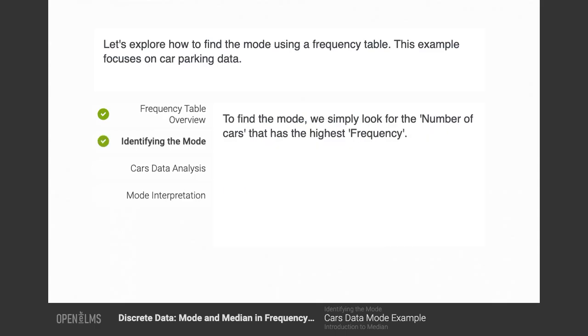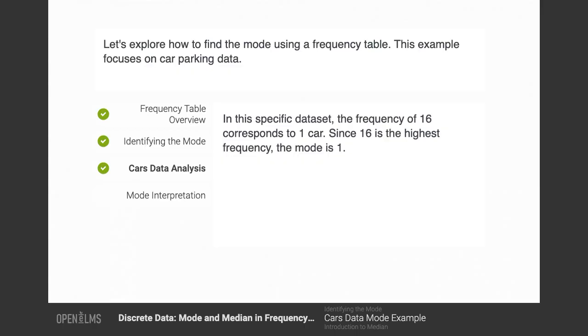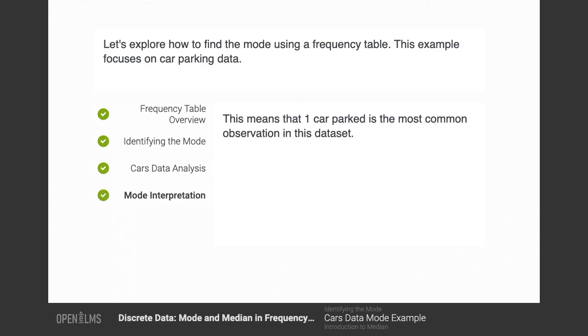To find the mode, we simply look for the number of cars that has the highest frequency. In this specific dataset, the frequency of 16 corresponds to 1 car. Since 16 is the highest frequency, the mode is 1. This means that 1 car parked is the most common observation in this dataset.